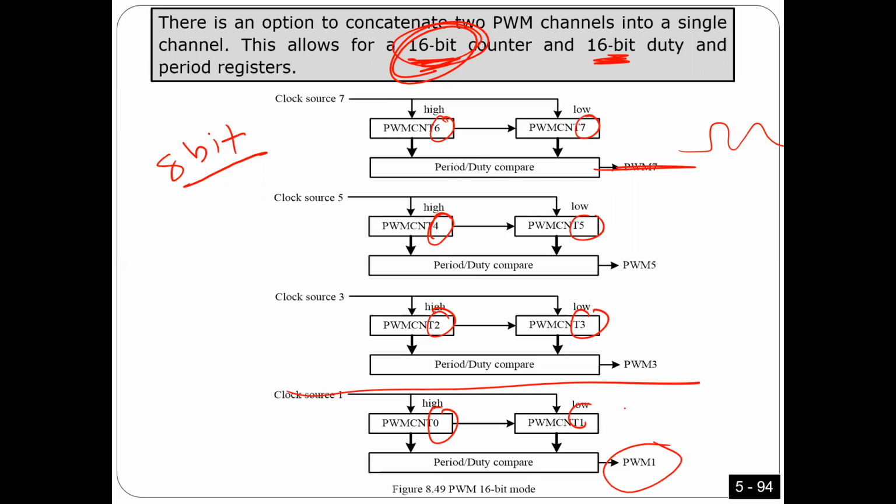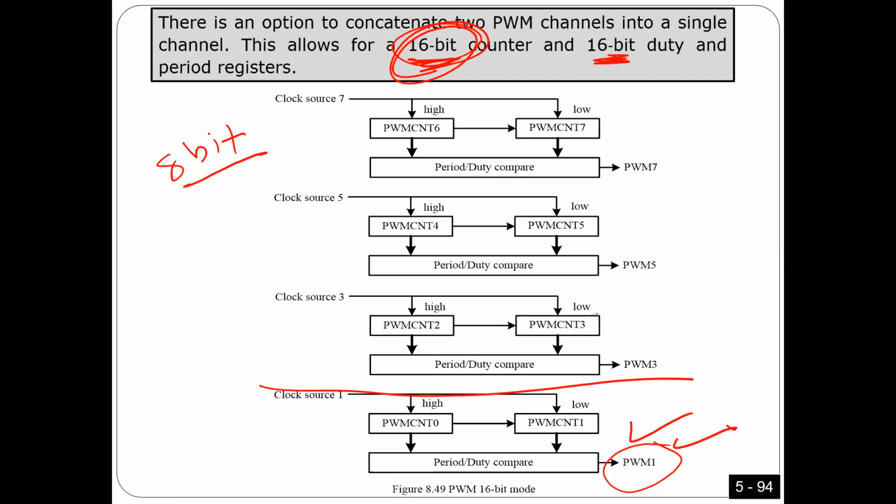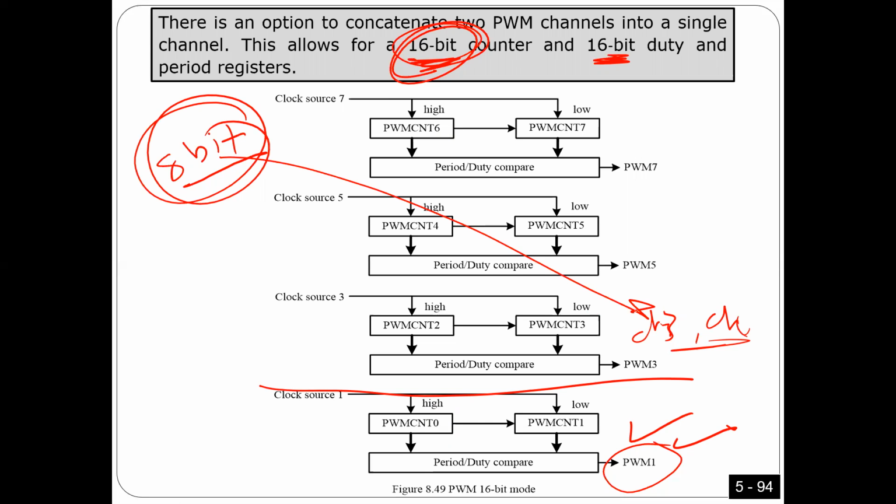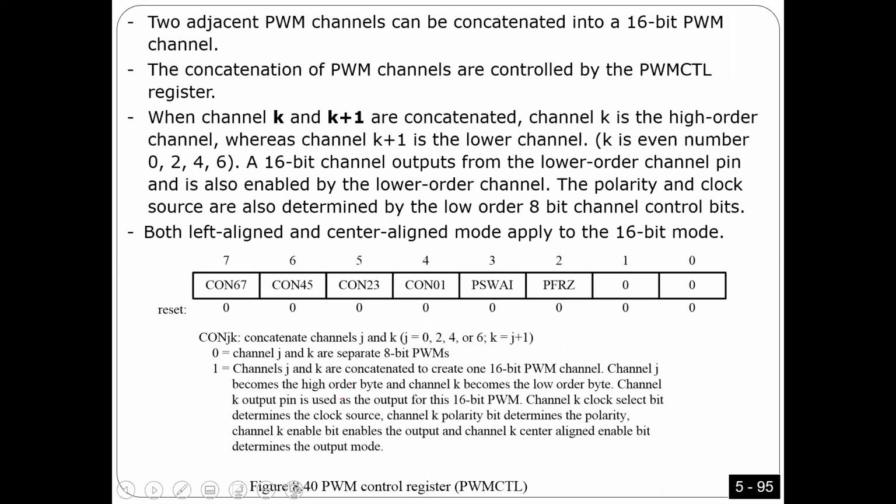You don't need to concatenate all of them. You have the option. For example, for channels 0, 3, and 4, I can use them individually, which is what we call 8-bit mode. When I concatenate, I say it is 16-bit mode. Now I'm going to explain quickly, this is the last part.